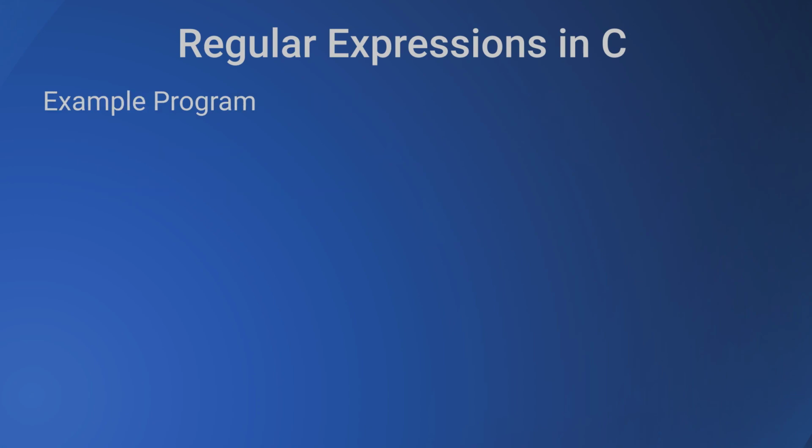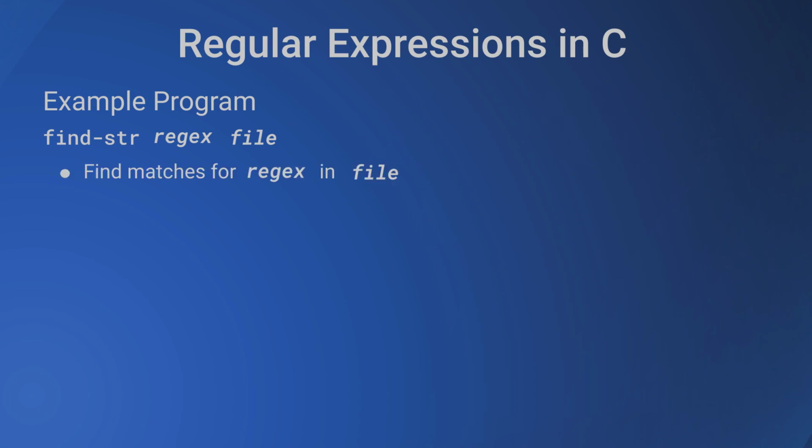And now we have an example program findstr which takes in two arguments, a regular expression and a file name. It reads the file one line at a time and finds matches for the regex on each line of the file. For each match, it prints the matched substring. If the regex has sub-expressions, it prints the substring matched by each sub-expression. For each substring, the offset from the beginning of the line and also the length of the substring are printed.